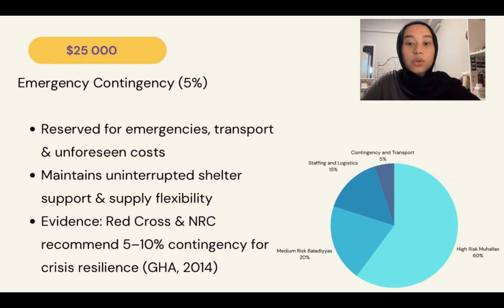Finally, 5% or $25,000 will serve as an emergency contingency fund for unforeseen costs, rapid response, and migrant transport. This ensures uninterrupted operation and supply chain flexibility consistent with Red Cross and NRC standards, which recommend maintaining a 5 to 10% contingency for crisis resilience.